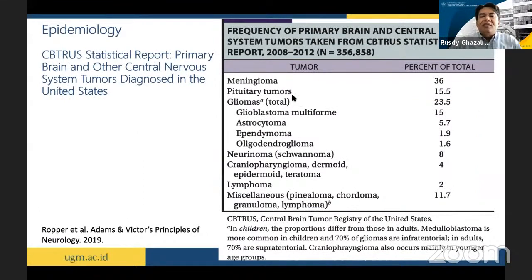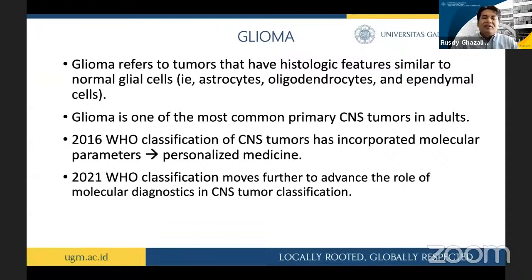The most common one, according to data from the United States from 2008 to 2012, is meningioma at around 36%, followed by glioma at around 23%. In Indonesia it depends on the center, but in some centers glioma is more common than meningioma, though these 2 are always the biggest. So today I will only discuss the genetics of these 2 topics, because we don't have time to discuss all. We'll discuss the genetics of glioma and meningioma and their role in the treatment of our patients. So let's start with glioma.